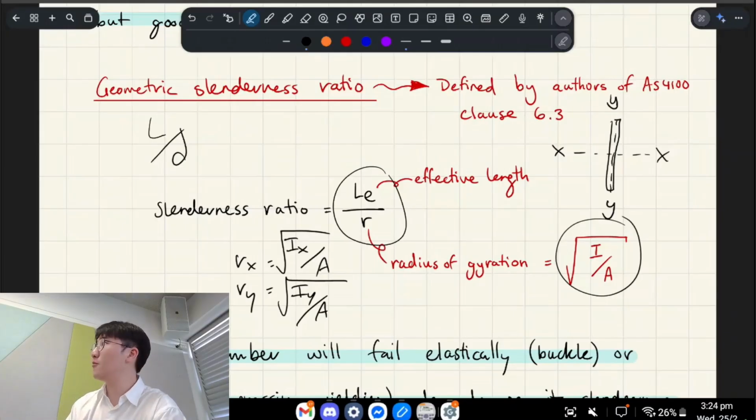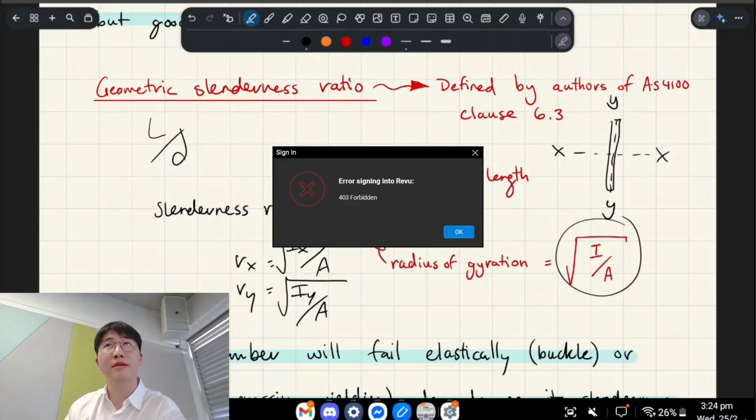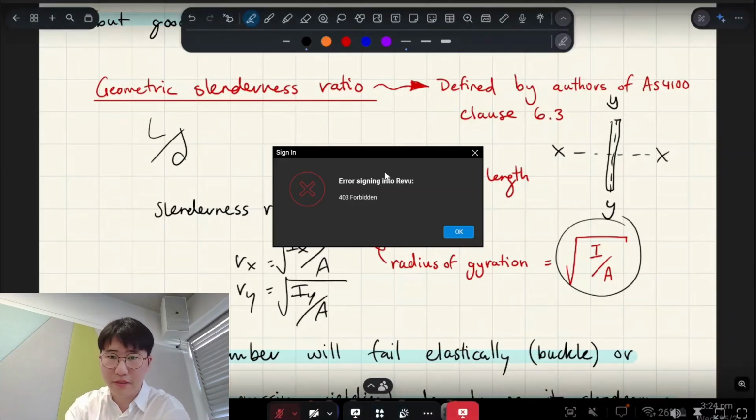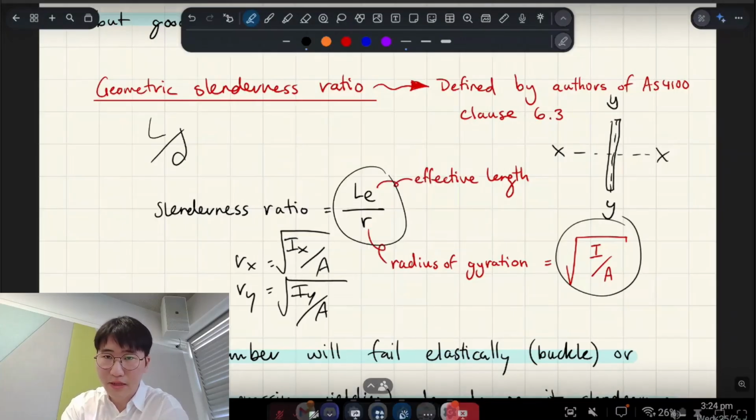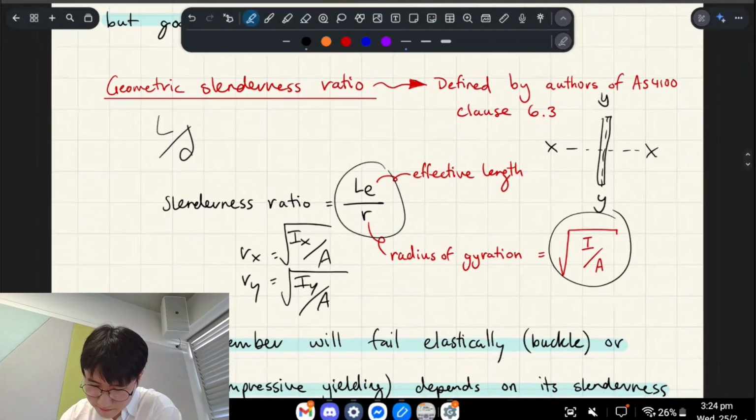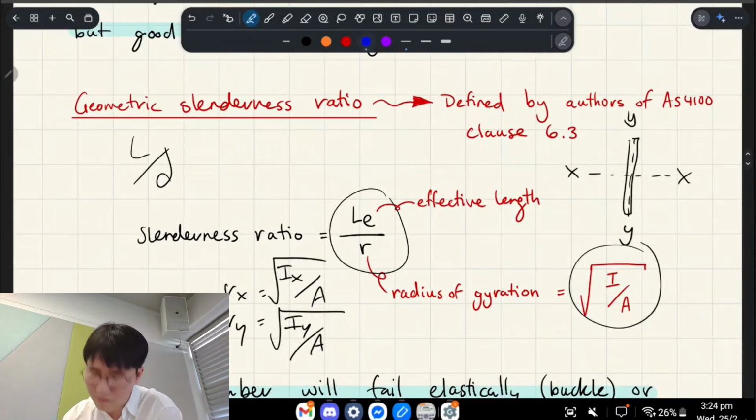For this cross section, yes. Oh, okay, so that's not... I'll get to that. Okay, so basically, radius of gyration.